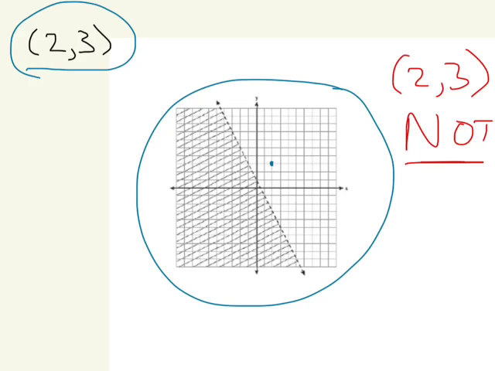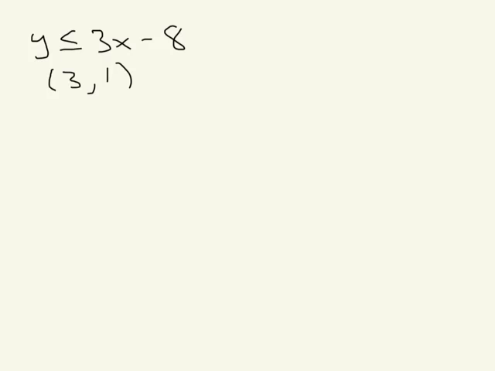It gets a little bit different for our second exit ticket question. Our second exit ticket question asked us to solve this algebraically because that was our second objective. We wanted to be able to find the solution to an inequality algebraically. So we have this inequality, y is less than or equal to 3x minus 8, and we want to find out if the point (3, 1) is a solution.